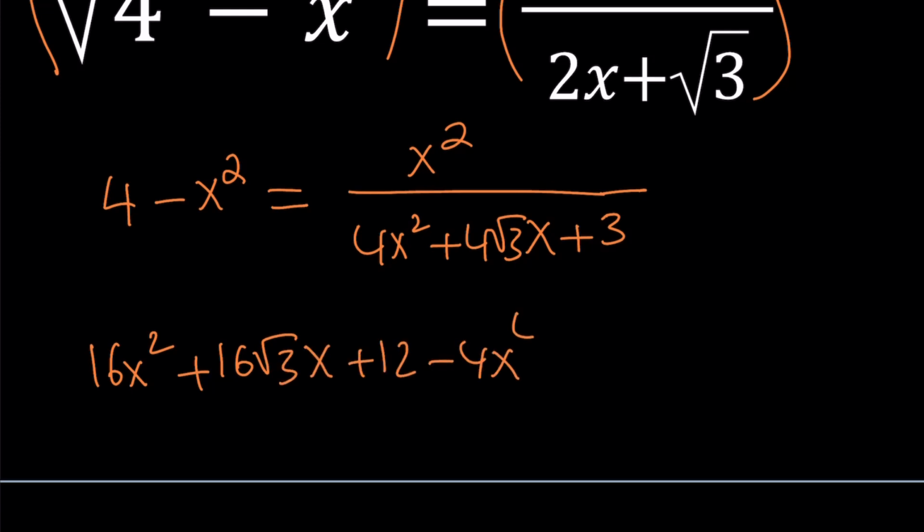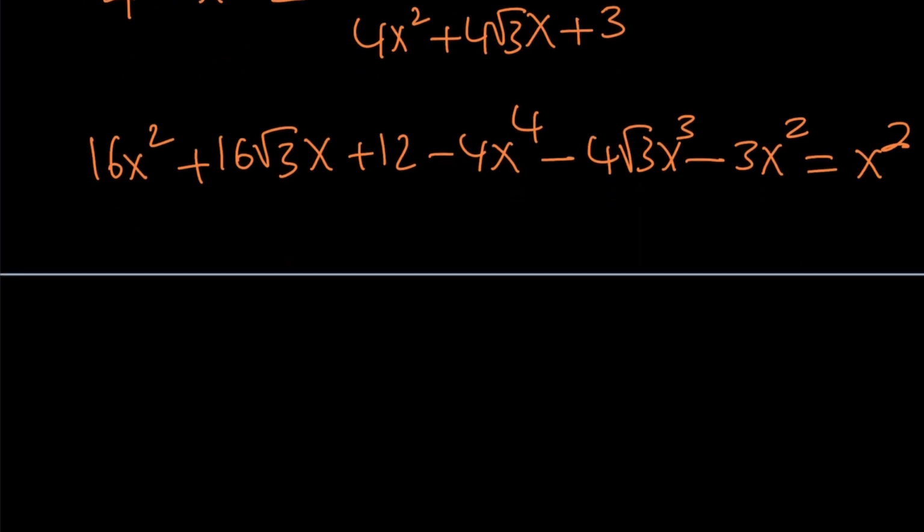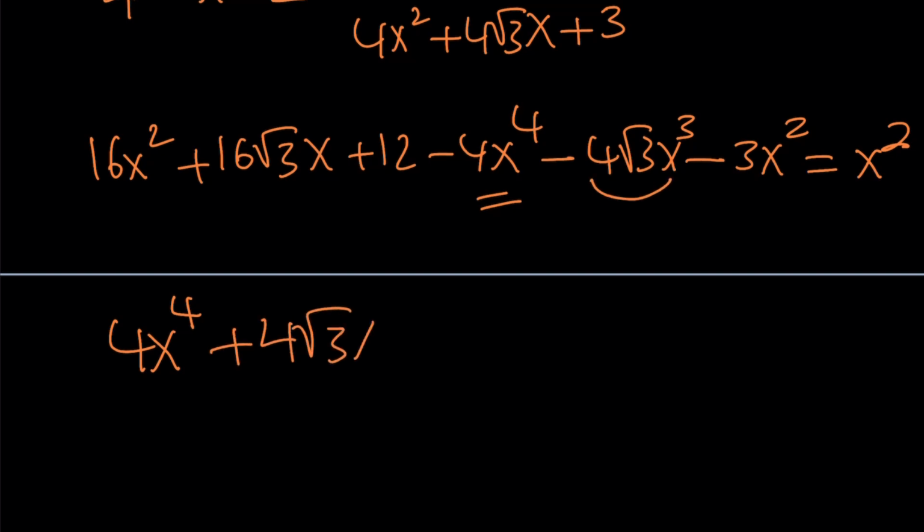minus 4x to the fourth power minus 4 root 3x cubed minus 3x squared, and the whole thing is equal to x squared. Now, since we have a negative x to the fourth, let's go ahead and put everything on the right-hand side. 4x to the fourth power, and then we do have an x cubed term. So we're going to have plus 4 root 3 x cubed. And then let's go ahead and collect all the x squared terms together. 16 minus 3 is going to give us 13x squared. And if you subtract 1x squared, that's going to give you negative 12x squared.